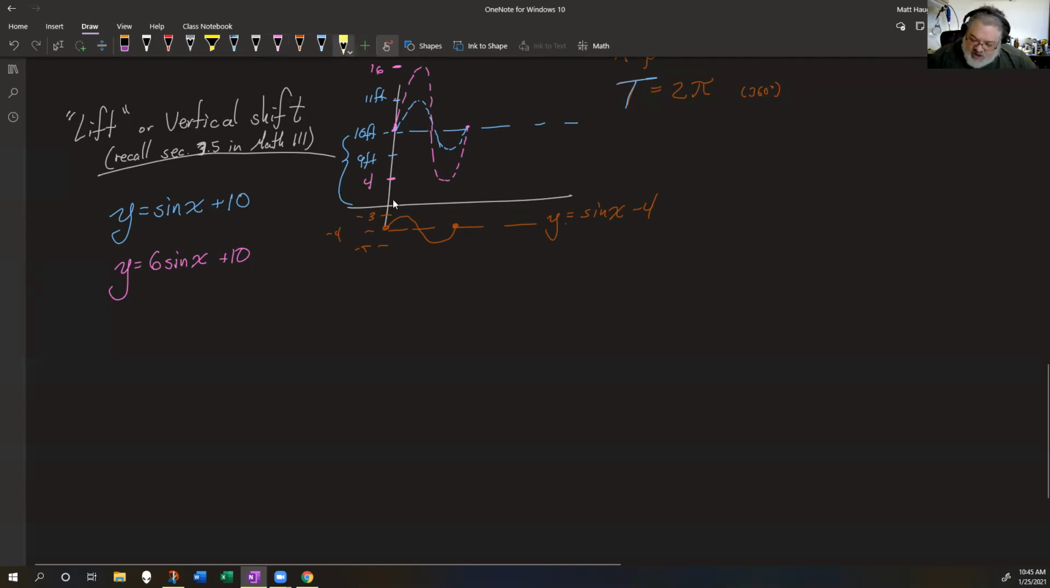So instead of this being our generic sine function going from 1 to -1, notice these all have the same period, 2 pi. But generic y equals sine x is centered at 0. It has an amplitude of 1. We can change that center by adding a constant. We can change that amplitude by multiplying with a coefficient.